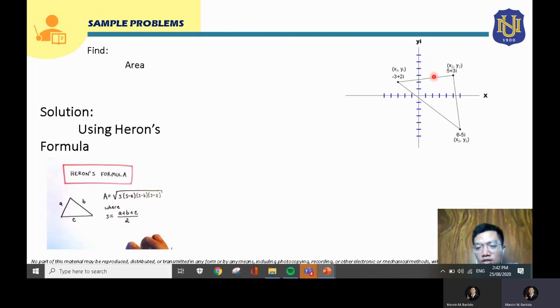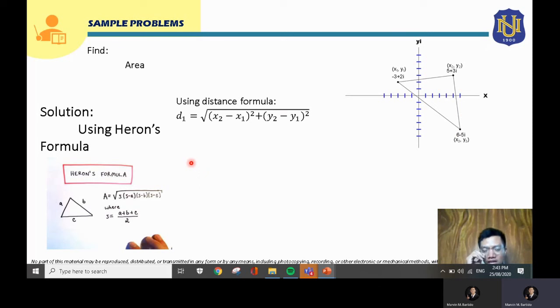Okay, so we have to determine first the sides of this triangle. We can determine the sides of this triangle by using the distance formula, since we have coordinates for the points here in our graph. This will be the distance formula: the square root of (x2 minus x1) squared plus (y2 minus y1) squared. So we just need two coordinates to solve for the distance of a side.